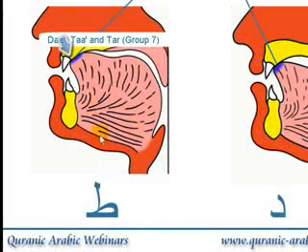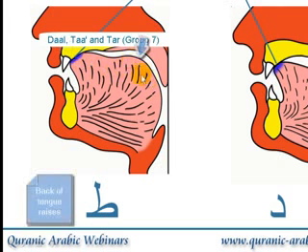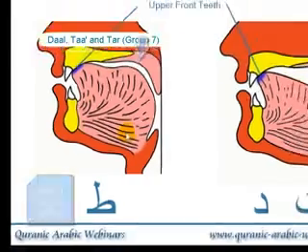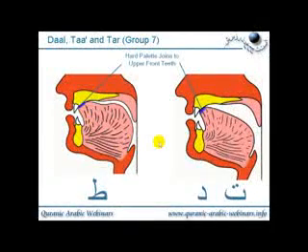And the other one we have is the letter bo, bo. So you apply a bit more pressure on the front of the tongue this time, and the back of the tongue raises a little bit. Bo, bo. So that was group 7.